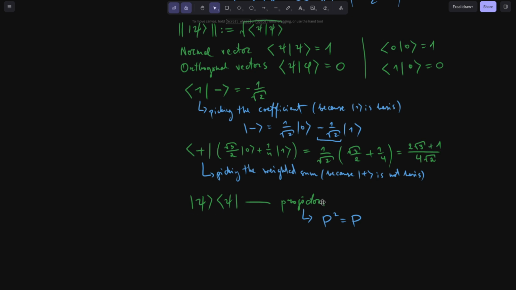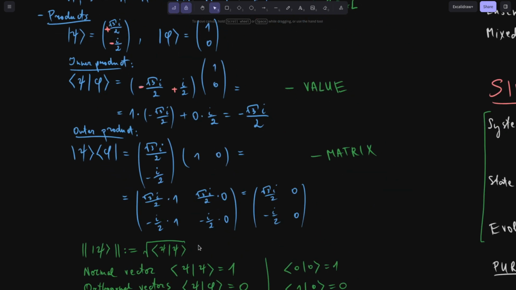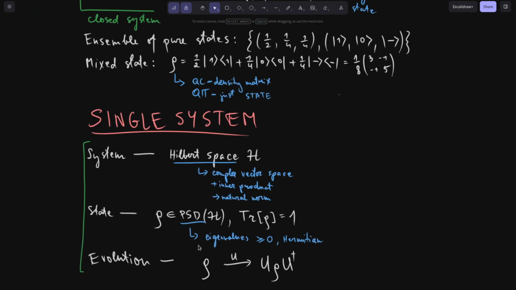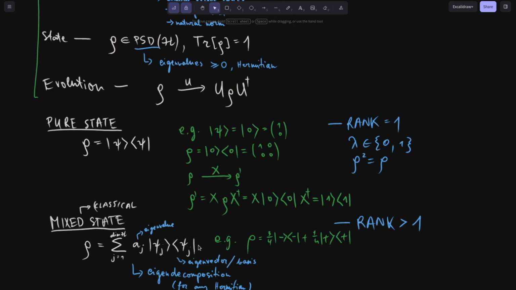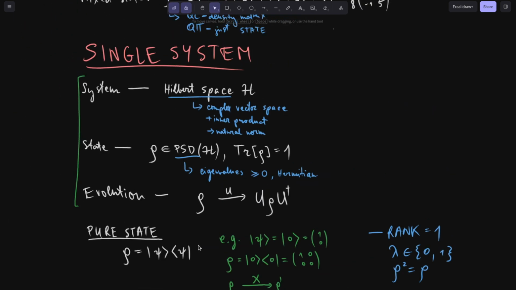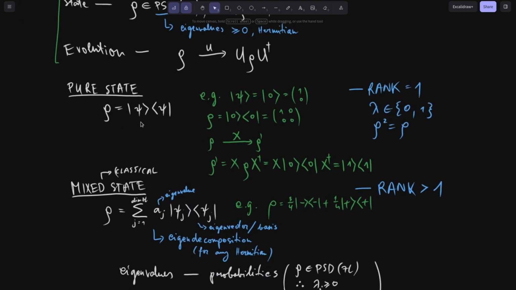And the outer product, if it's the same thing, the pure state, is also a projection. A projection is just a matrix that squared is the same matrix. And these are the operations that we do on matrices and vectors. So let's get back to our states. We're working again on a single system. A pure state is a state that we can write in this form: ket and bra.